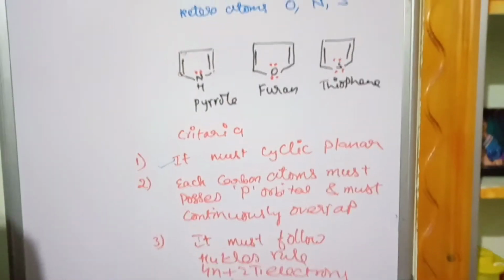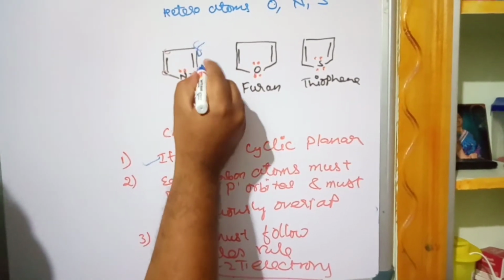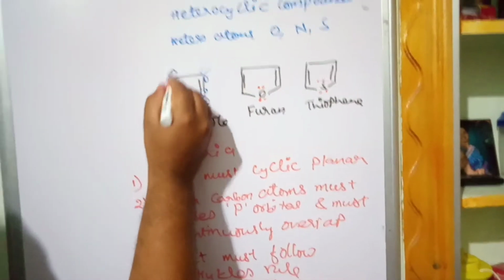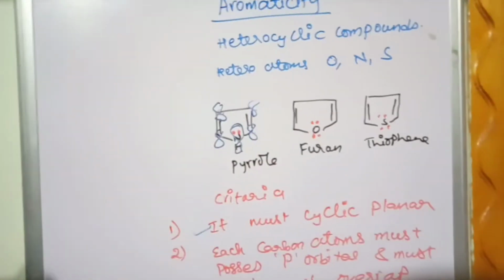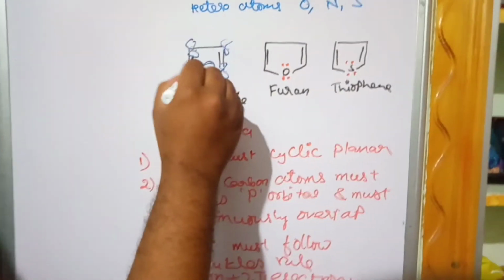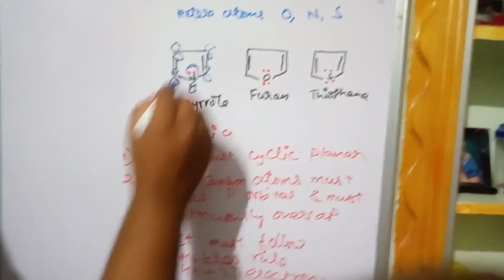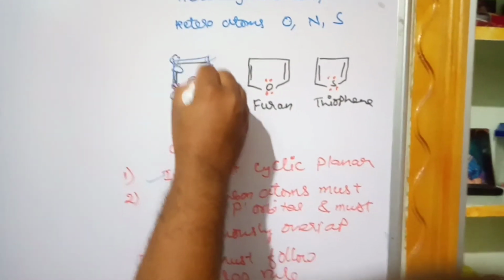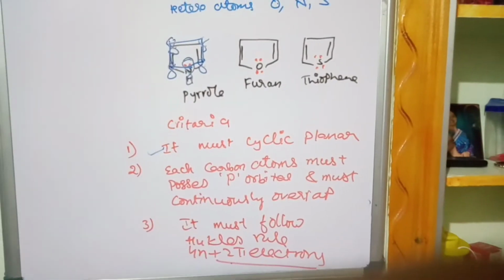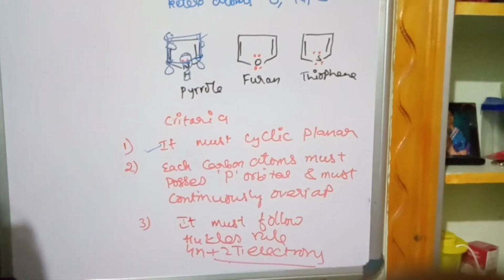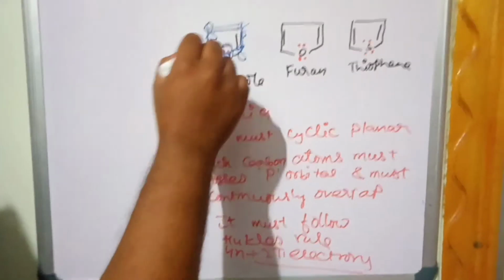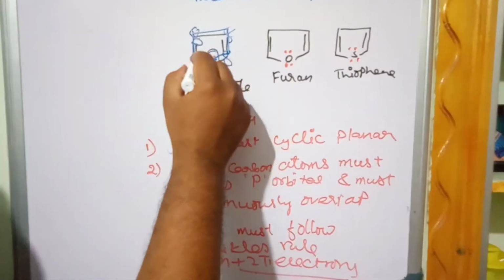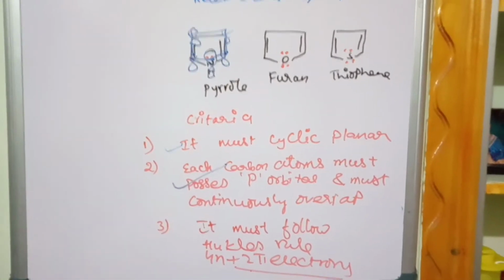Second criterion: each carbon must possess a p orbital, and they must continuously overlap. A double bond is there here, one p orbital, another p orbital. All carbon atoms possess p orbitals. And there is also a pair of electrons on nitrogen, which also occupies a p orbital. Now what happens? There is continuous overlapping of p orbitals. Yes or no? Each atom possesses a p orbital; even nitrogen has a lone pair of electrons, so it also possesses a p orbital, and there is continuous overlapping. Yes, the second criterion also holds good.